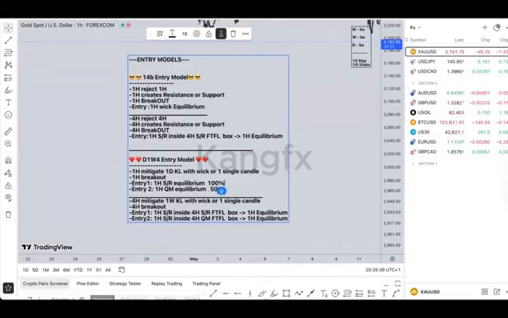Then we have the one for 4 hour, which is 4 hour mitigates one week key level with a wick or one single candle. 4 hour breakout. Entry on 4 hour FTFL box. You look for your STFL on 1 hour. When you get your STFL on 1 hour, that 1 hour you mark your equilibrium. That's it. You can look for the same thing on the 4 hour QM.